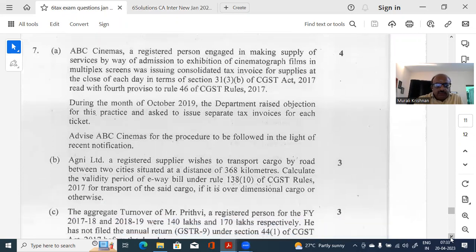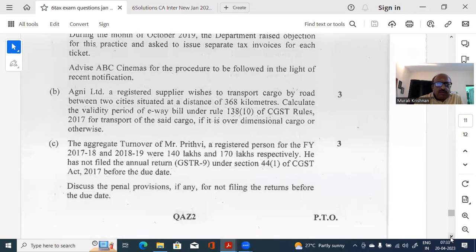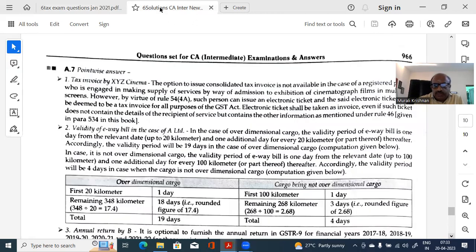A Limited is a registered supplier and wishes to transport cargo by road between two cities at a distance of 368 kilometers. Calculate the validity of e-way bill under 138, for transport of goods. If it is over-dimensional cargo, or otherwise, both they are asking the validity. How many kilometers? This is the validity for e-way bill. Now again, let us look at the solution. It is given clearly.